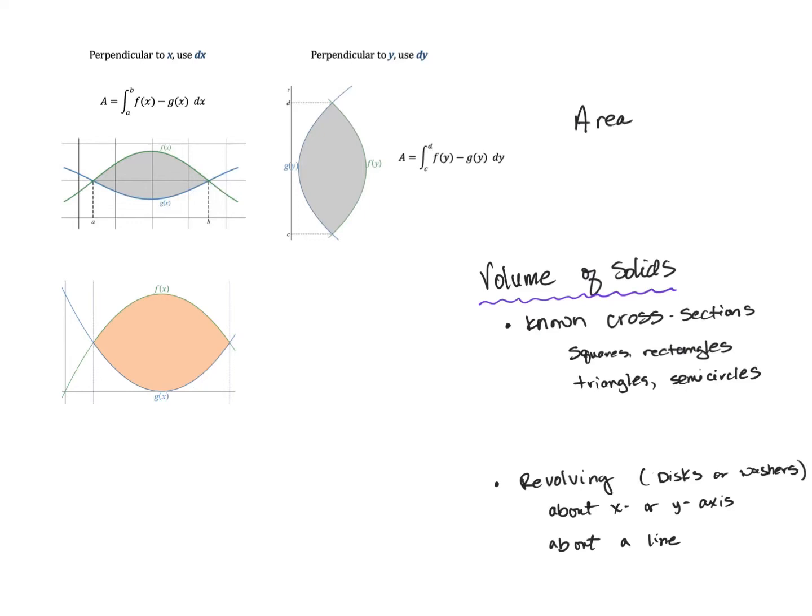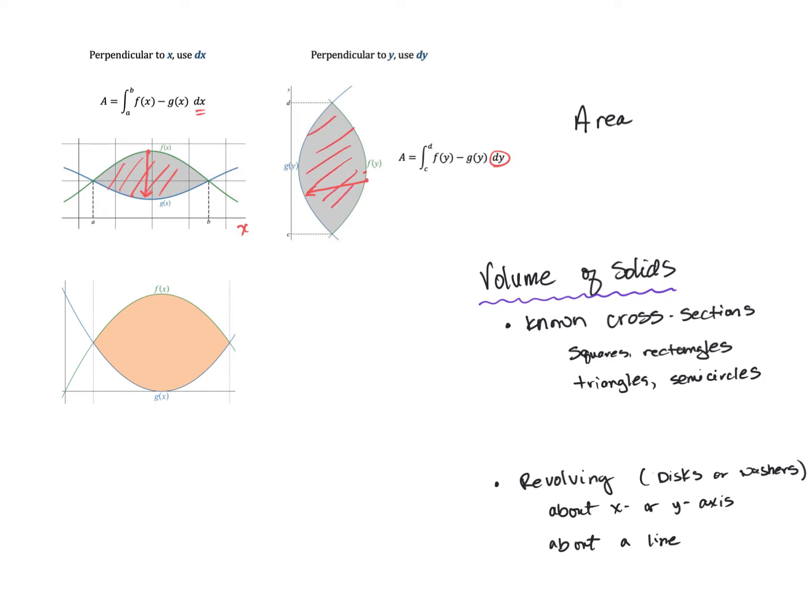Before we learn how to find the volume of a solid by revolving using a disk, let's look back and compare what we've done. First of all, we found the area between the curve, or two different curves. For instance, f of x minus g of x. We go from top to bottom, perpendicular to the x-axis, so we use dx, or we go right to left, perpendicular to the y-axis, using dy.